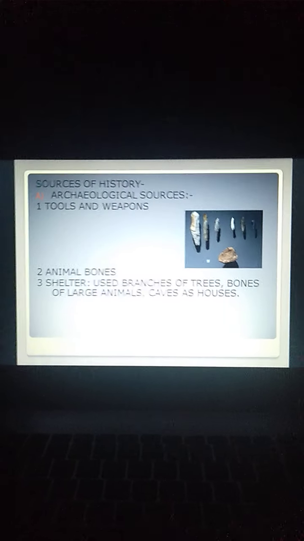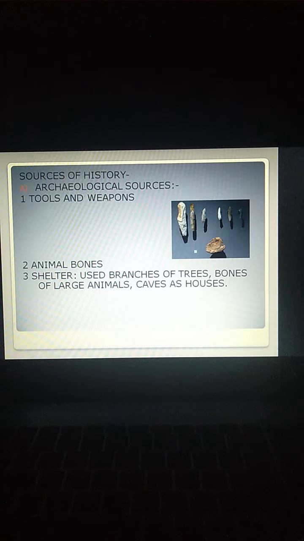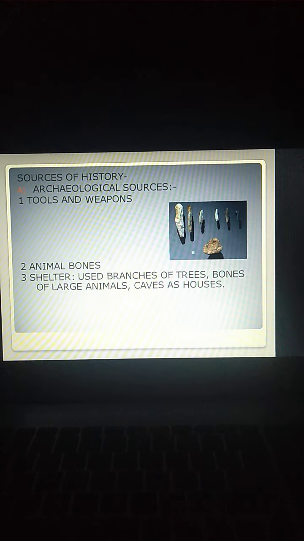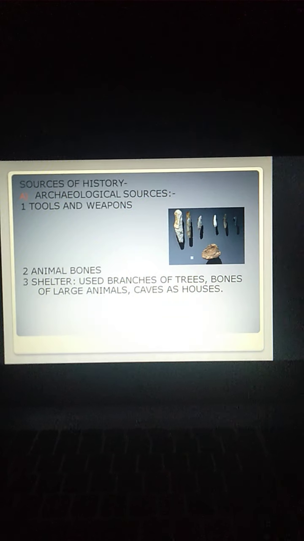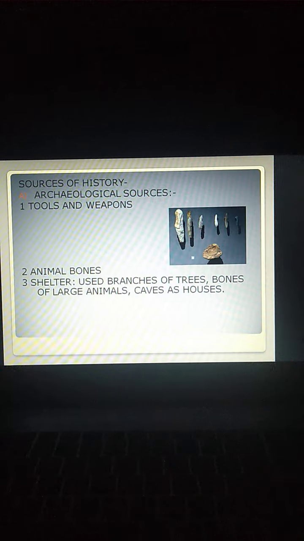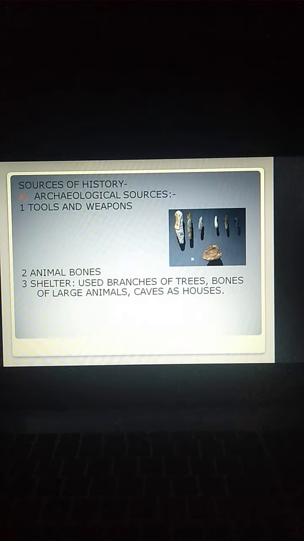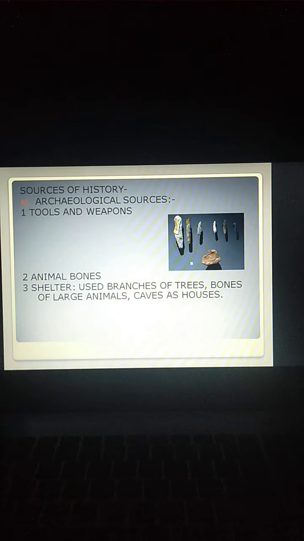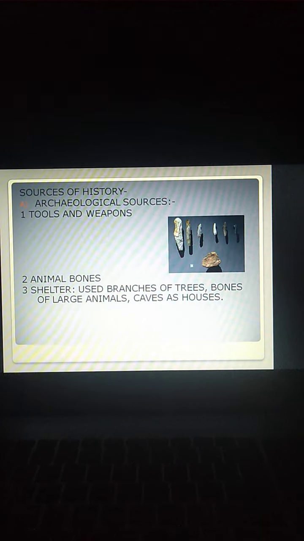Now students, sources of history are divided into two categories, archaeological sources and historical sources. Firstly, we are going to discuss archaeological sources. First, tools and weapons. There were various tools and weapons found by archaeologists during excavation through which they came to know about the historical events.